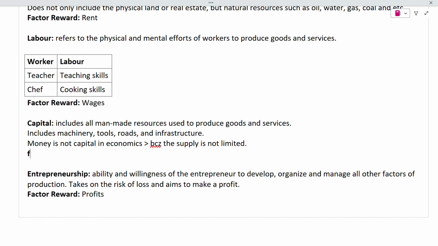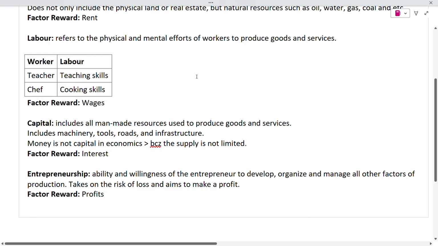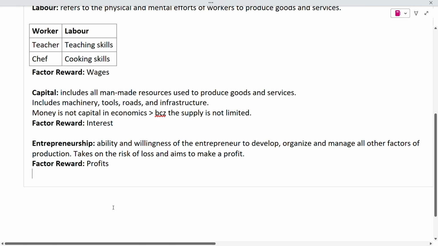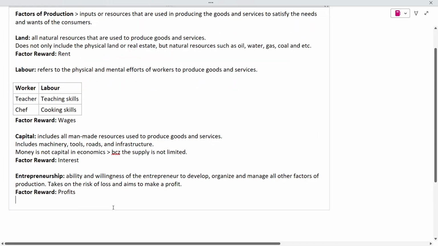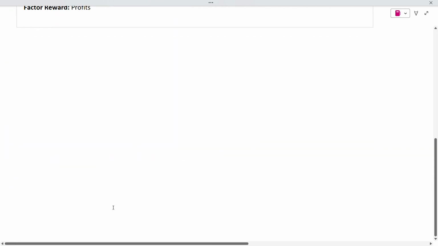Here, the factor reward for capital is, we call the factor reward for capital, the payment that is made against the capital, as interest. Okay, moving onwards, having discussed these factors of production, now we need to discuss the concept of what mobility of factors of production means. So, mobility of factors of production.